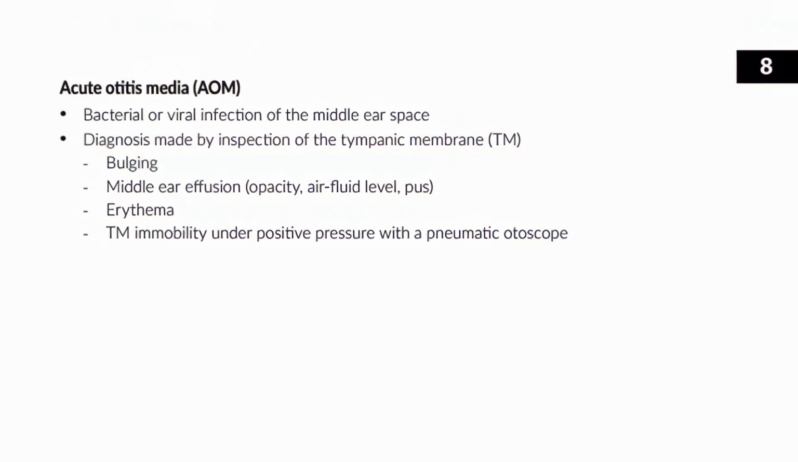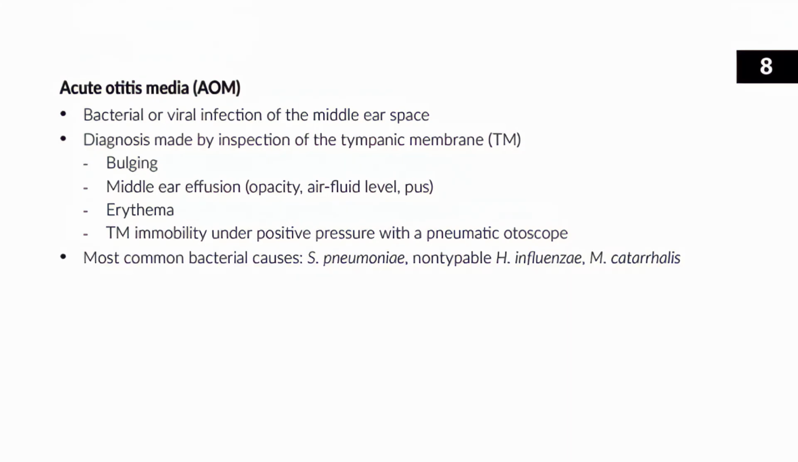Another important clue is that the tympanic membrane is immobile under positive pressure with a pneumatic otoscope. So you blow a little puff of air into the ear canal with an insufflator and you look for movement of the tympanic membrane, because if the tympanic membrane is immobile, that's an important criterion for the diagnosis of acute otitis media. So what are the bacteria that can cause acute otitis media? Strep pneumoniae is one of the big ones. It's the most common bacterial cause of acute otitis media. Non-typable Haemophilus influenzae can do it, not the type B that causes meningitis. This is non-typable Haemophilus influenzae. And then Moraxella catarrhalis. So those are the three most common bacterial causes of acute otitis media.